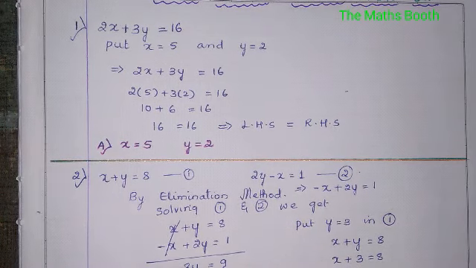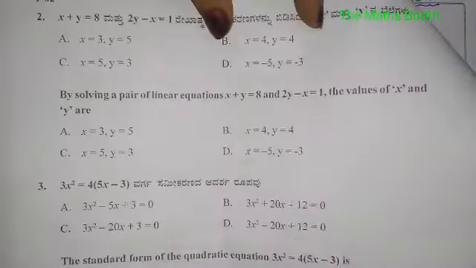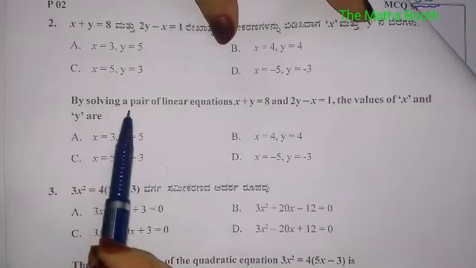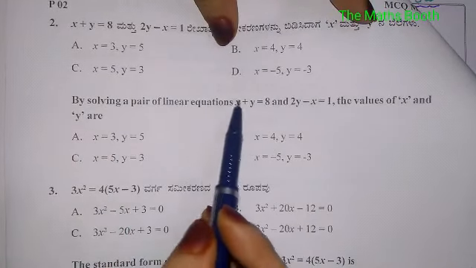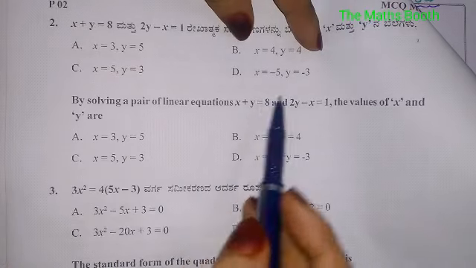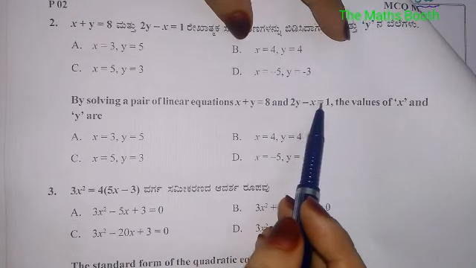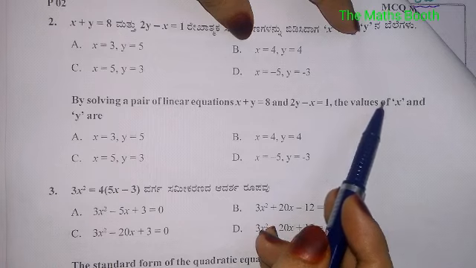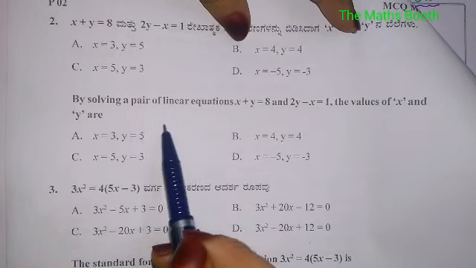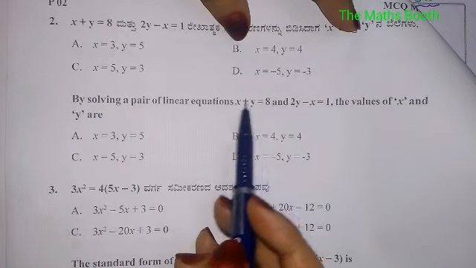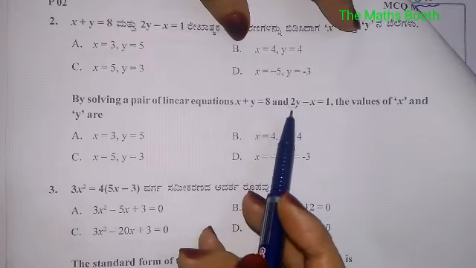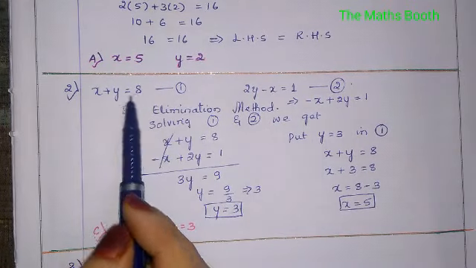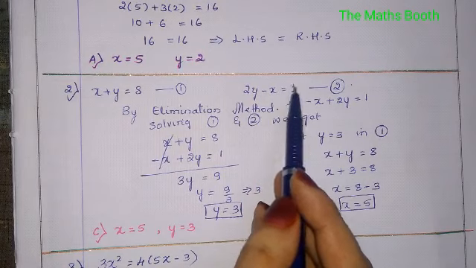Question number 2. Okay. By solving the pair of linear equations x plus y is equals to 8 and 2y minus x is equals to 1, the values of x and y are. We know we can solve this equation by the linear elimination method, solving 1 and 2. Okay, so now I'll solve here. x plus y is equals to 8, 2y minus x is equals to 1.